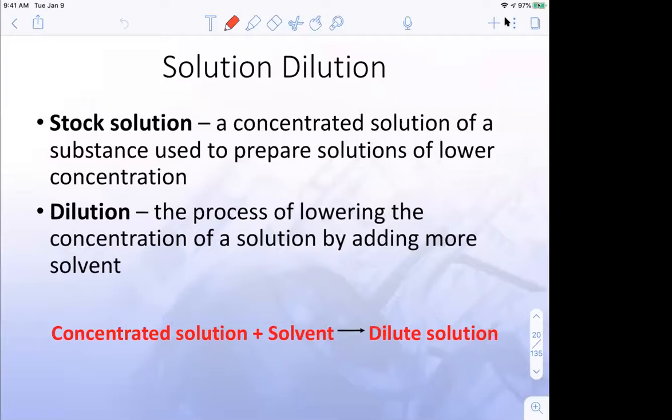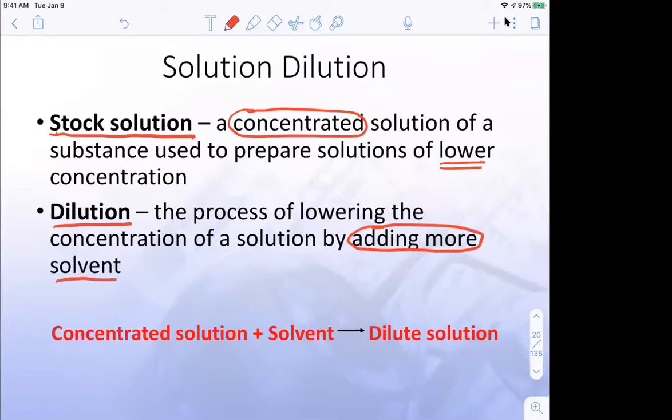So what you actually purchase from a chemical supply house is a stock solution, which is something that is concentrated. So it usually has a fairly high molarity. And then I use that to prepare solutions of lower concentration by diluting that stock solution. So dilution is the process of lowering the concentration of a particular solution by adding more solvent.